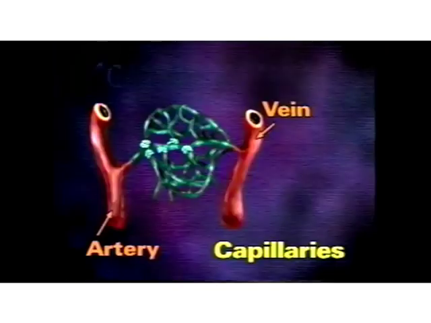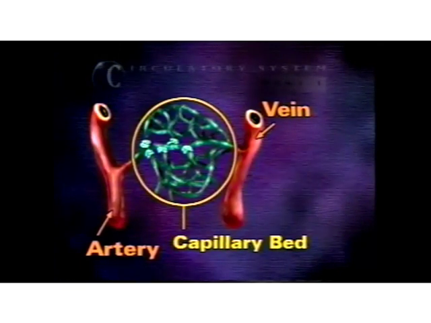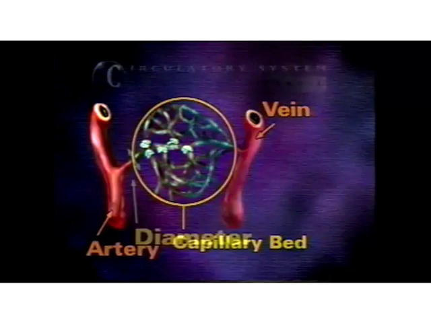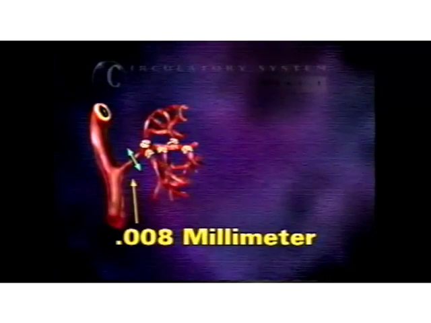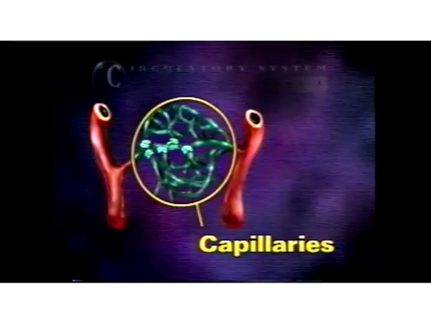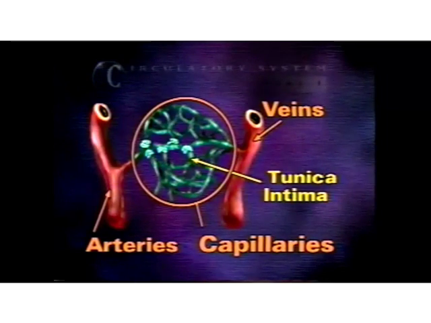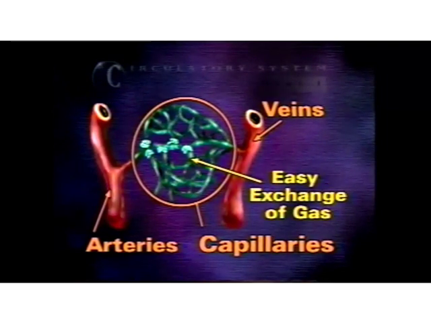That was twisted assassin Charles Guiteau with a cryptic introduction to the capillary. Capillaries form dense networks found in almost all tissues of the human body. These networks are called capillary beds, and boy are they tiny. The diameter of a capillary is only 8/1000ths of a millimeter, just large enough to let red blood cells pass through single file. Capillaries, unlike arteries and veins, only have a tunica intima. This allows for an easy exchange of gas with bodily tissues. This makes the capillaries pretty handy.